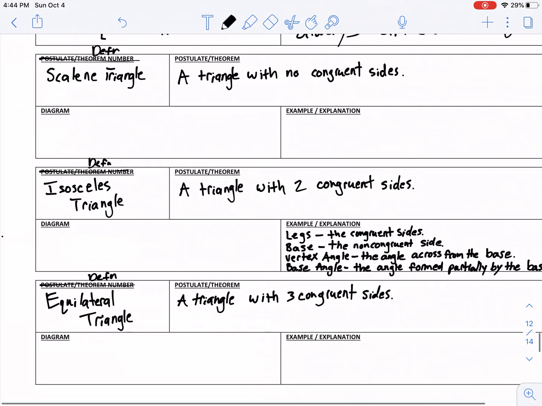Now, the next one we're looking at is a scalene triangle, and that's a triangle with no congruent sides. Well, all that means is every single side, each of those segments that form the side of the triangle, have a different measure, okay? So each side has a different measure.